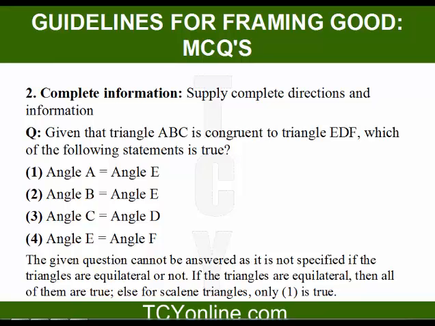Now, although the first choice may seem obvious, nowhere have we mentioned that the triangles are not isosceles or equilateral. So, the question is incomplete. For equilateral triangles, all the choices will hold true and the question becomes irrelevant. Instead, the question should have been given that two scalene triangles ABC and EDF are congruent to each other, and so on and so forth.